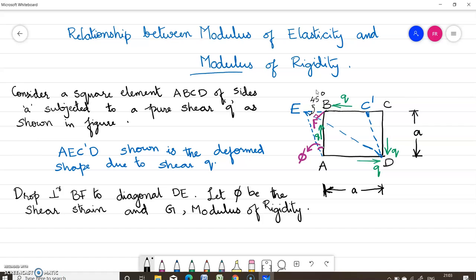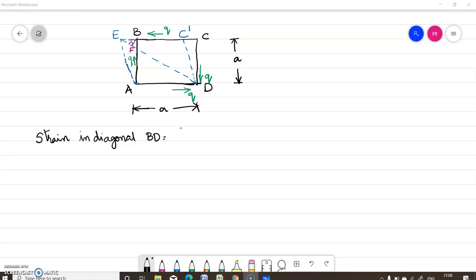Okay. So we have dropped a perpendicular BF to this deformed diagonal. Let phi be the shear strain and capital G the modulus of rigidity. Now we have to find out what is the strain in the diagonal BD, that is, the change in length of DE. The final length is DE. The initial length was BD, but it is approximately equal to FD because the deformation is very small.